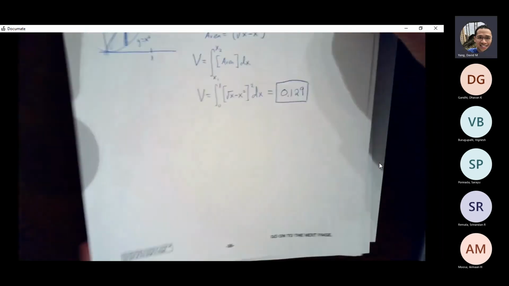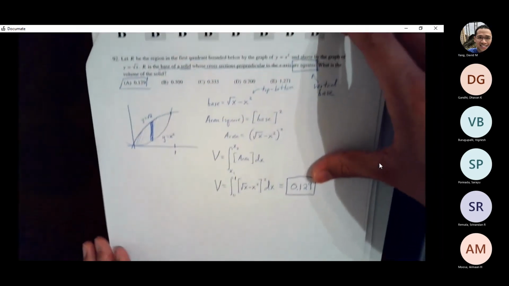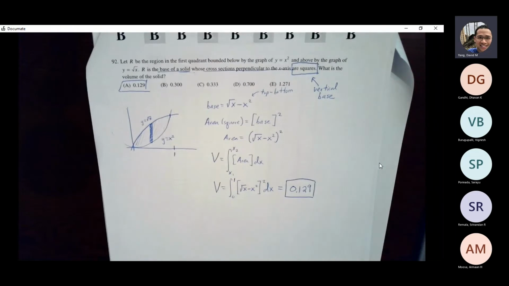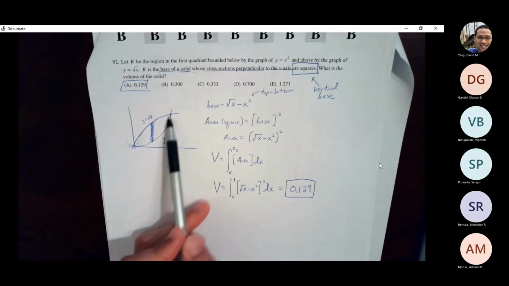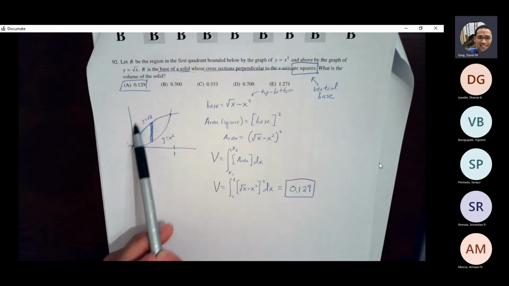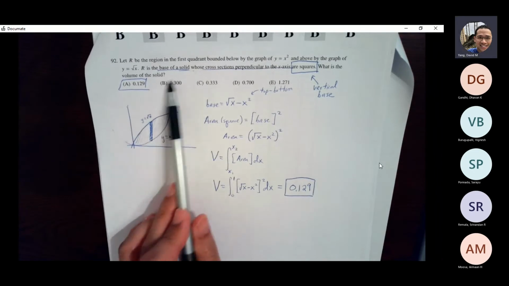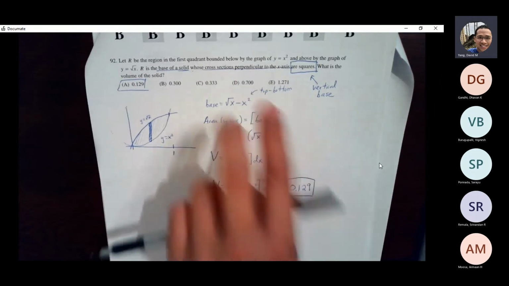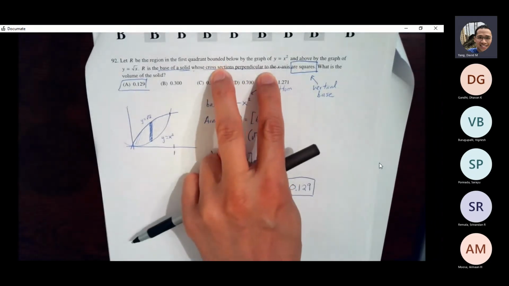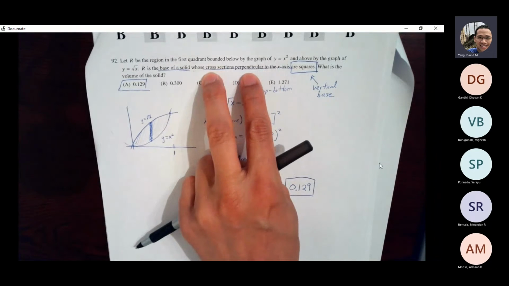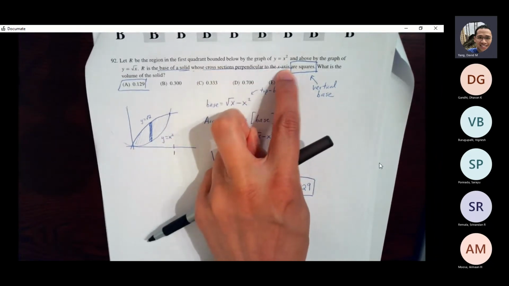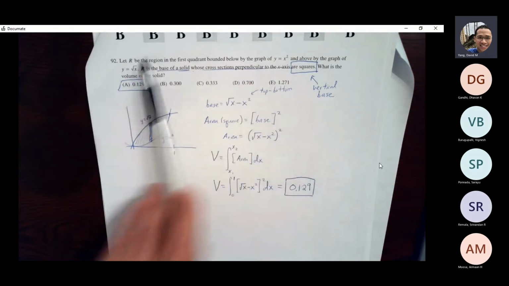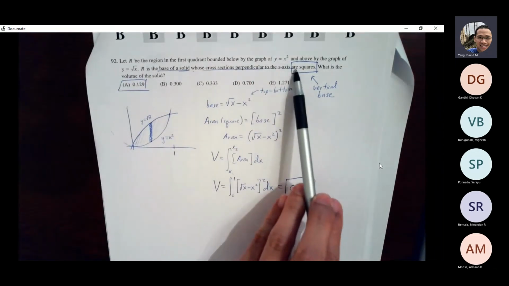Okay, last one here. Cross-section problem. Let R be the region in the first quadrant bounded by the graph y equals x squared. That's this graph here. And then y equals square root of x is what's above. R is the base of a solid whose cross-sections perpendicular to the x-axis are squares. So we have to always decide, how do we want to draw our base? And they're always going to tell you which direction to draw it in. The x-axis is horizontal. Perpendicular, we'll make it vertical. So we want vertical cross-sections that are squares.